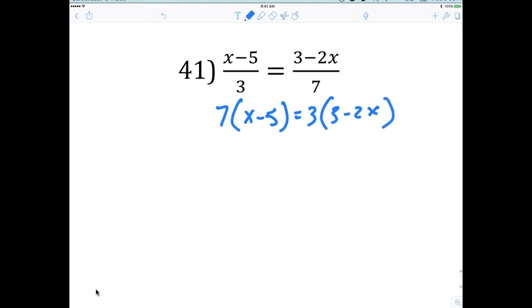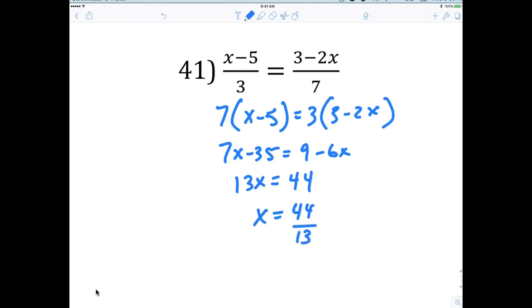Now, is there a shortcut on this? No, because 7 and 3 don't divide out. That's a fraction. So it's easier just to go ahead and do what? Distribute, right? So I have 7x minus 35 equals 9 minus 6x. Does everybody agree? 13x is equal to 44. Now, that's perfectly fine. 44/13. We leave things as fractions. Everybody good?